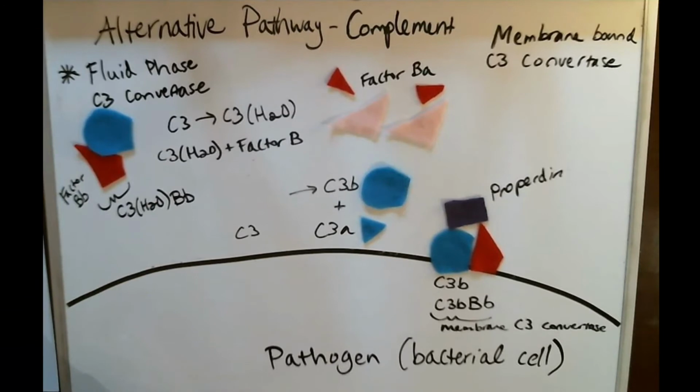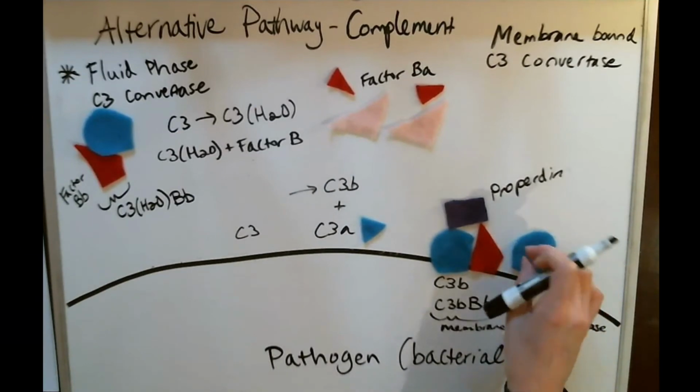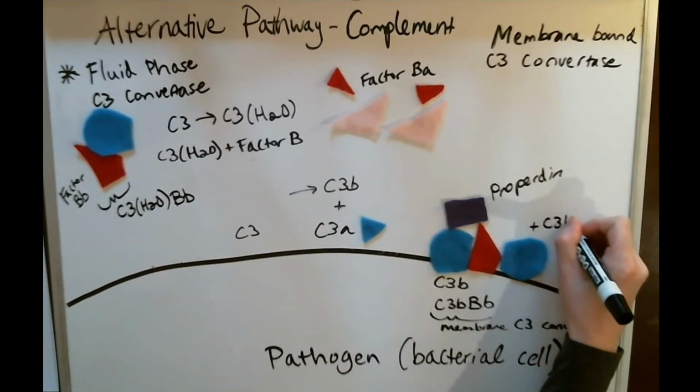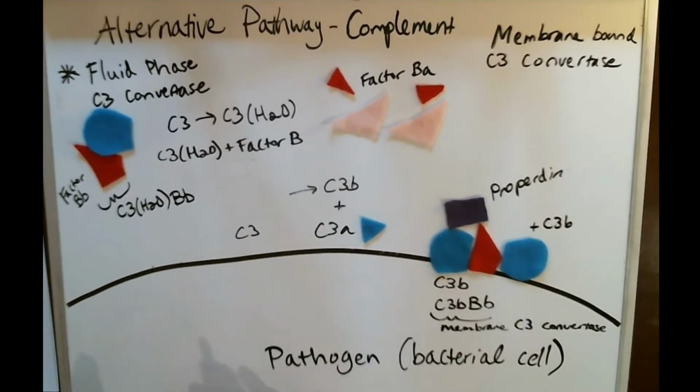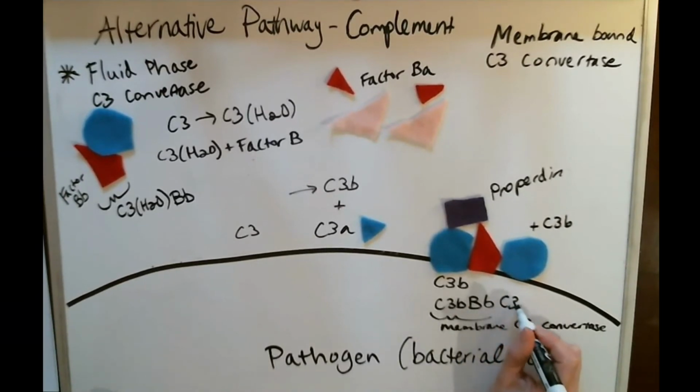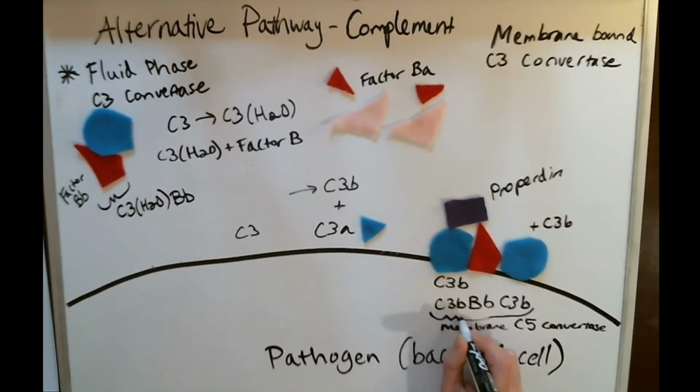So how C5 convertase is formed is we just take this C3 convertase and we add another copy of the complement protein C3b. So if we were to abbreviate this in the typical nomenclature for the complement pathway, we'd have C3b. Factor B here is the larger subunit of the cleaved version, so it's capital B, little b, and then we just added another molecule of C3b. So this whole complex now is what we would call our membrane-bound C5 convertase.